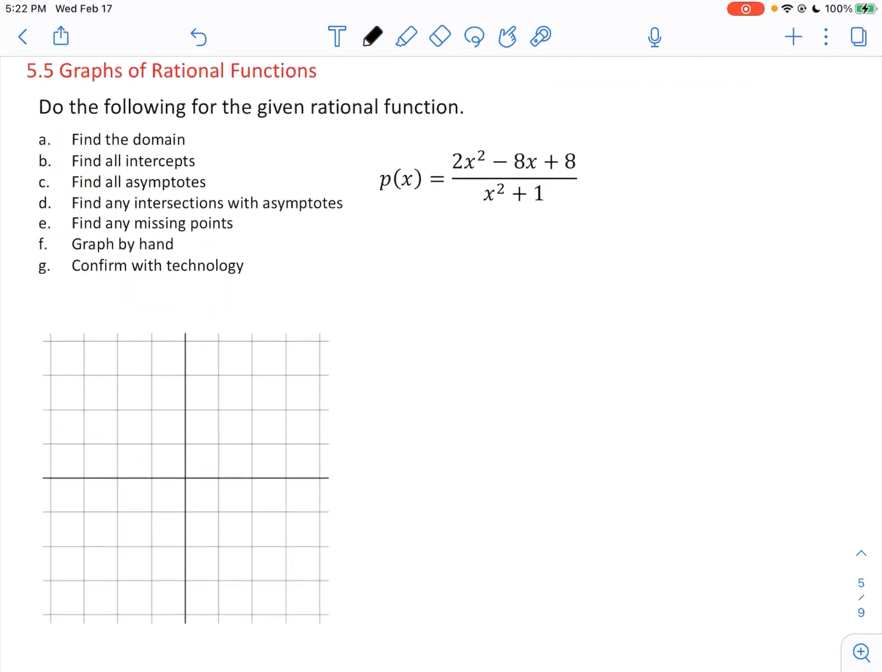Let's go to the next one. Factored form is our first goal. I factor a 2 out. That leaves x squared minus 4x plus 4, which factors to x minus 2 times another x minus 2. But the bottom is prime. The sum of squares does not factor unless you use imaginary numbers, which we're not doing.